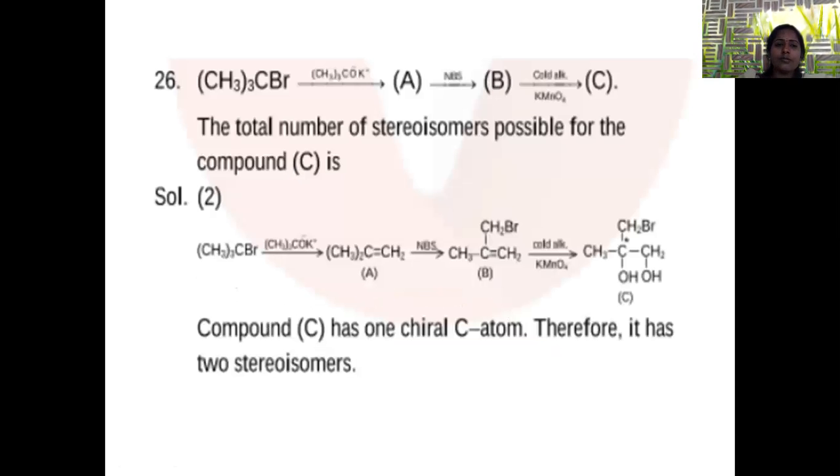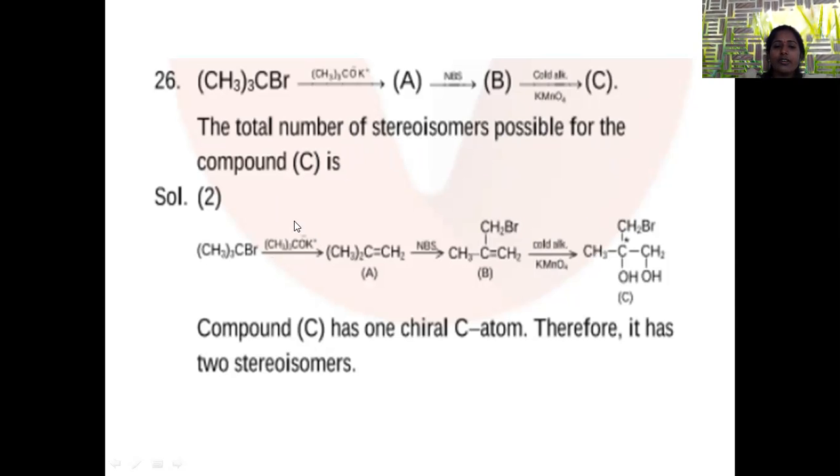The next question. Tertiary butyl bromide is treated with potassium tertiary butoxide, formation of product A is possible. This product A is treated with N-bromosuccinimide. This is the allylic brominating agent, so that we will get product B. When it is treated with cold alkaline permanganate, then the product will be C. We have to find out what A, B, C are, and how many stereoisomers are possible in case of the final product C. So it is the tertiary butyl bromide.